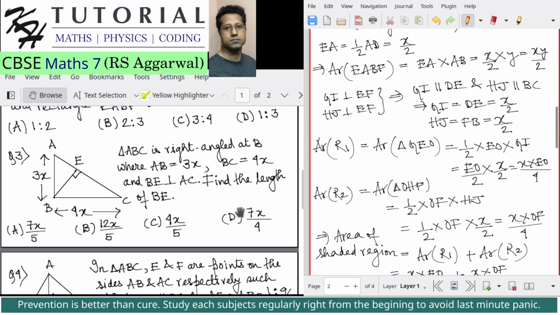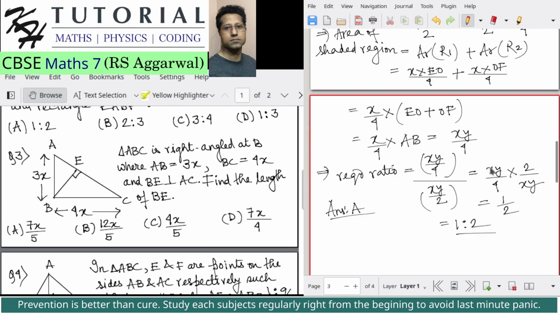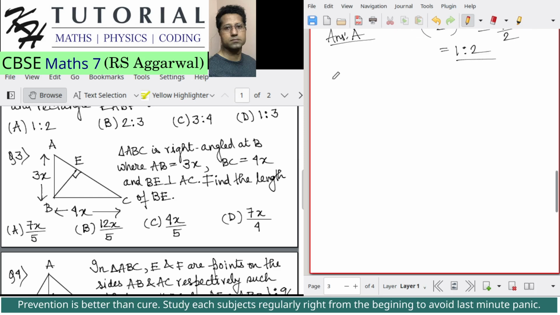Okay, let's do question number 3. Triangle ABC is right angled at B, where AB is equal to 3x and BC is equal to 4x, and BE is perpendicular to AC. Find the length of BE.